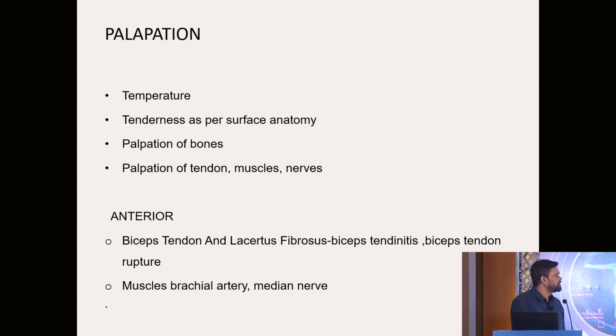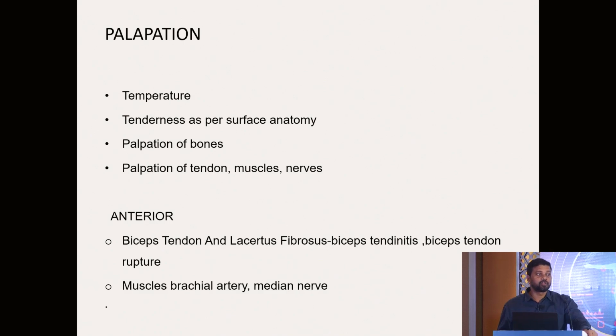Then palpate for the muscles: biceps muscle, brachioradialis muscle, brachial artery, which is again medial to the biceps tendon, and the median nerve, which is medial to the artery. We can get biceps tendon and lacertus fibrosus tenderness when you are expecting something like biceps tendinitis. In a weightlifter patient, suppose there is a tear in the biceps tendon. In that case, you will not be able to find the tendon because it is deeper.